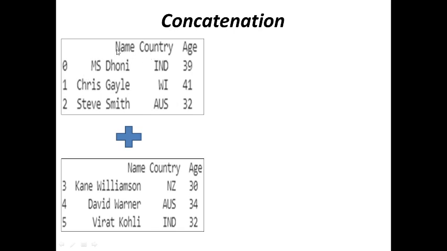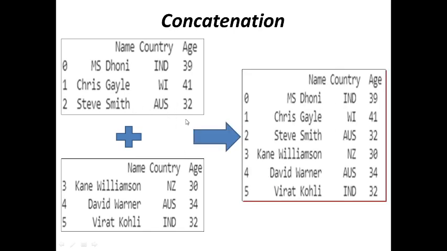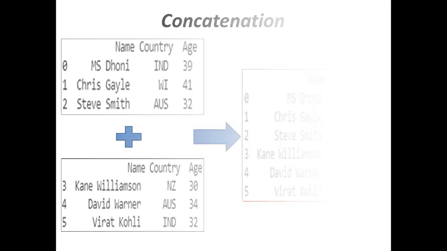In this data frame, we have name, country, age, and index values are 0, 1, 2. In this data frame, columns are name, country, age, and index values are 3, 4, 5. After concatenating these two data frames, the resultant data frame will look like this. So this is concatenation of data frames. Now let's see how to perform the concatenation operation using a code segment.